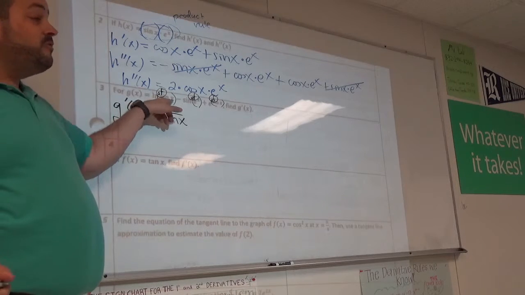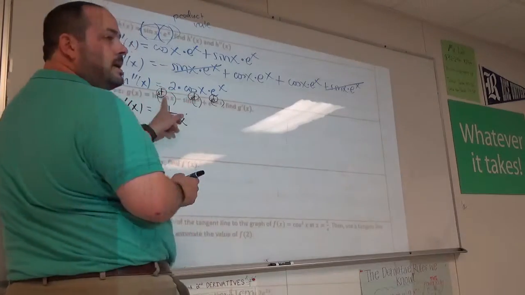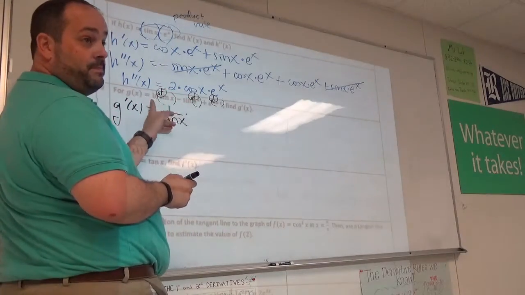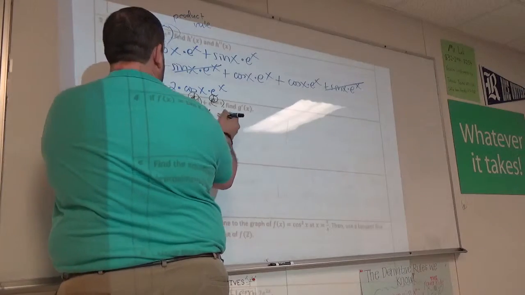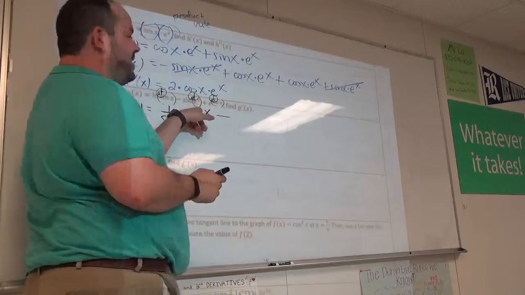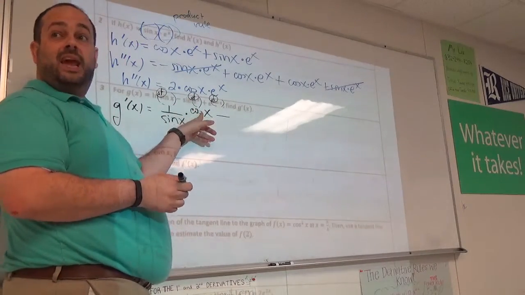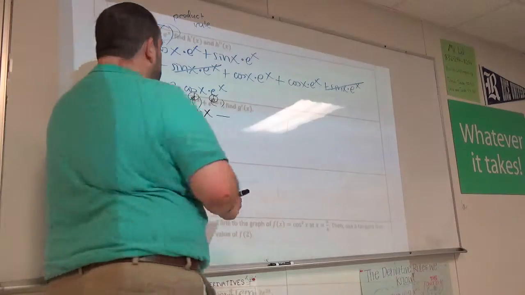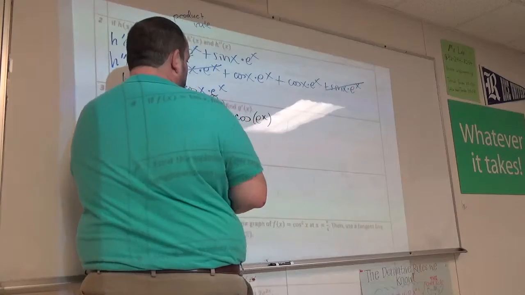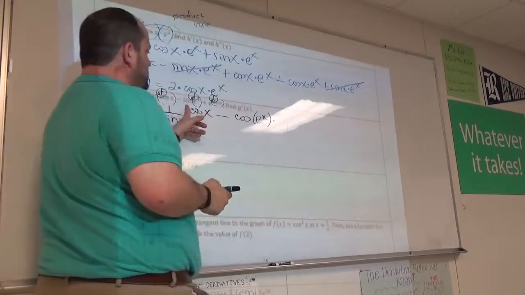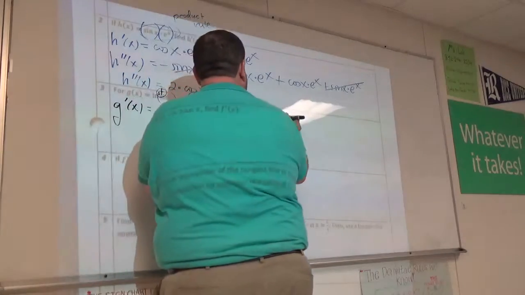So 1 over the baby times baby prime. Baby prime? Cosine of x. Minus sine of e to the x. Chain rule again. Sine of e to the x. Minus cosine. So derivative of the mama is cosine, leave her baby, times derivative of the baby. Derivative of e to the x? E to the x. Sorcery, yes.